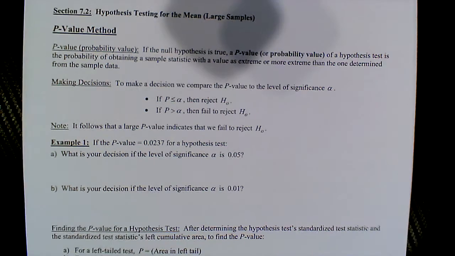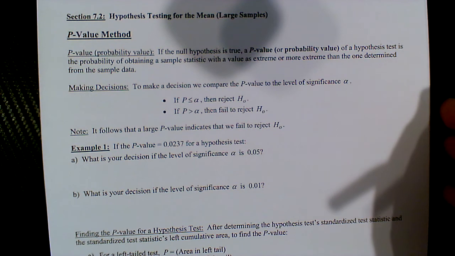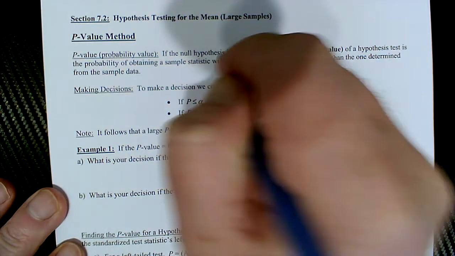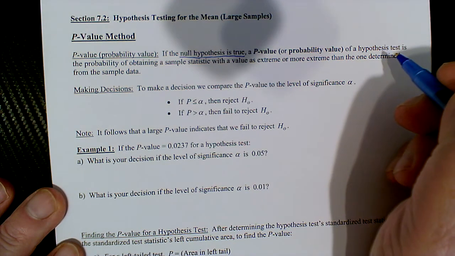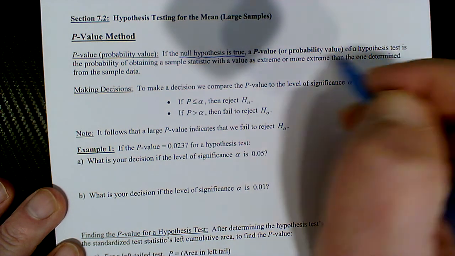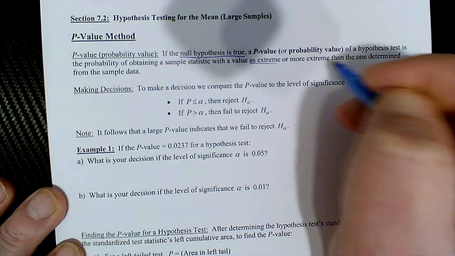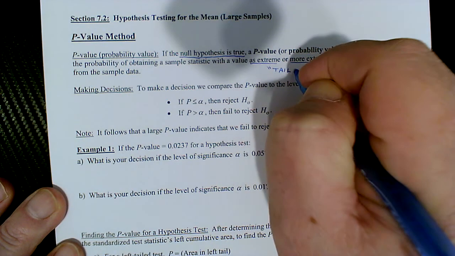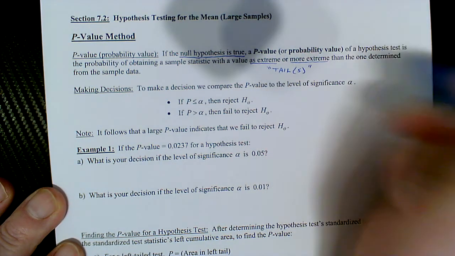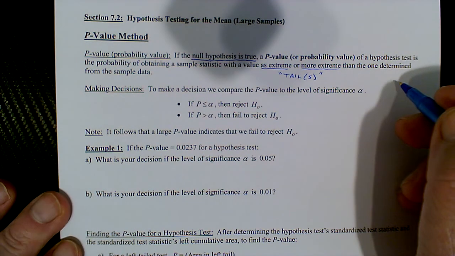And now let's look at a method of hypothesis testing that we call the p-value method. And we talked about the p-value. It means the probability that the null is true. So the p-value represents the probability of obtaining a sample statistic with a value as extreme or more extreme. So, as we had mentioned before, that has to deal with the tail or the tails of the distribution based on the sample data.